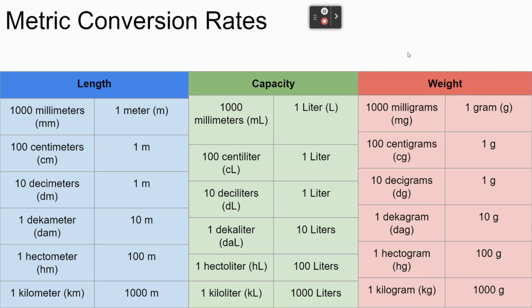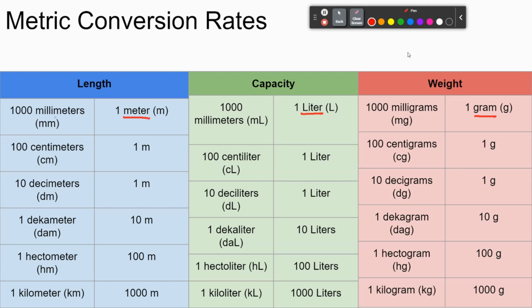So, let's talk about the 3 types of measurements. We have length, capacity, and weight again. However, this time, we use different words for each one. And you're probably familiar with each one, but in case you're not, we'll go through them. So for length, the base unit that we use is a meter. With capacity, we use a liter. And with weight, we use grams. Everything in metric is based off of one of those things.